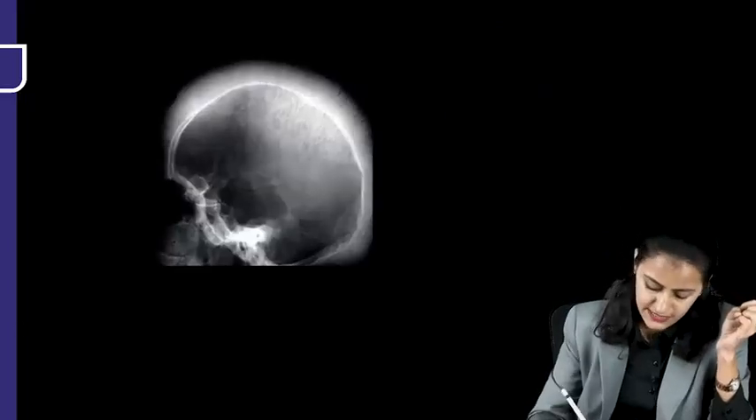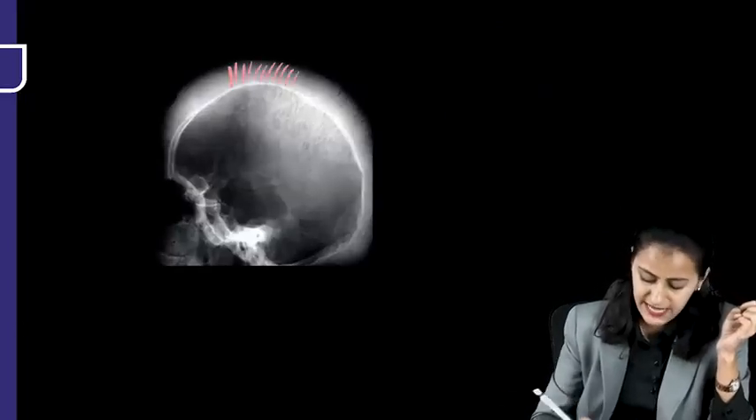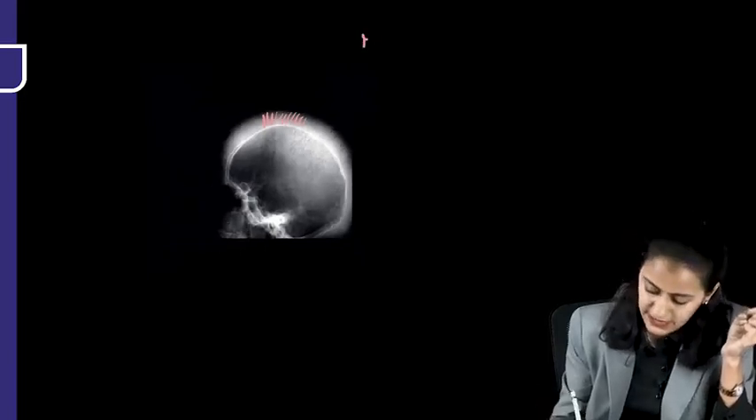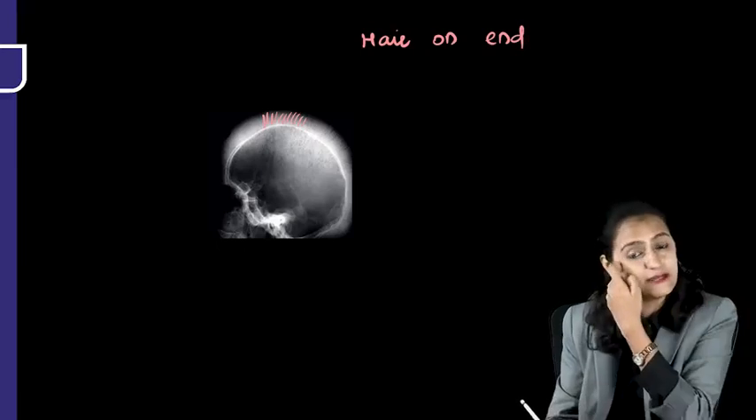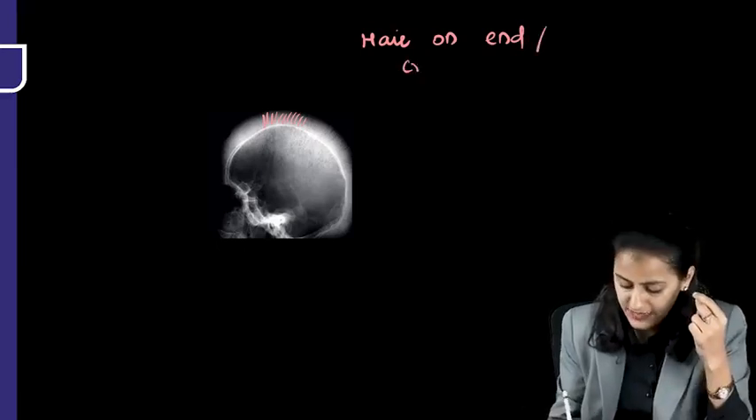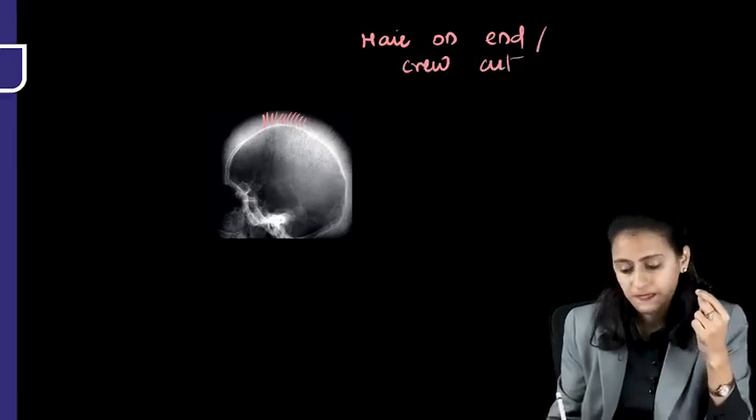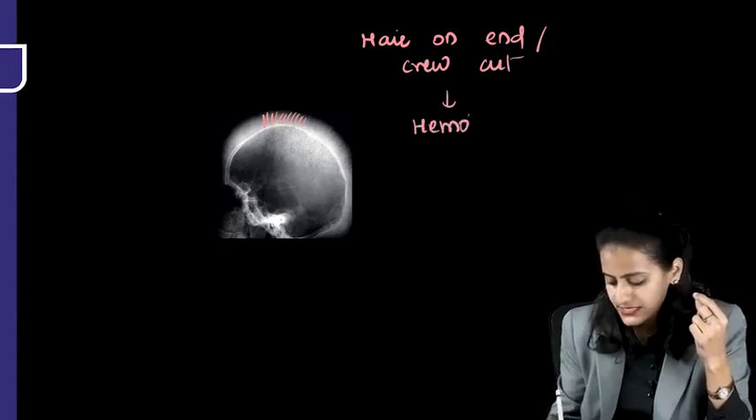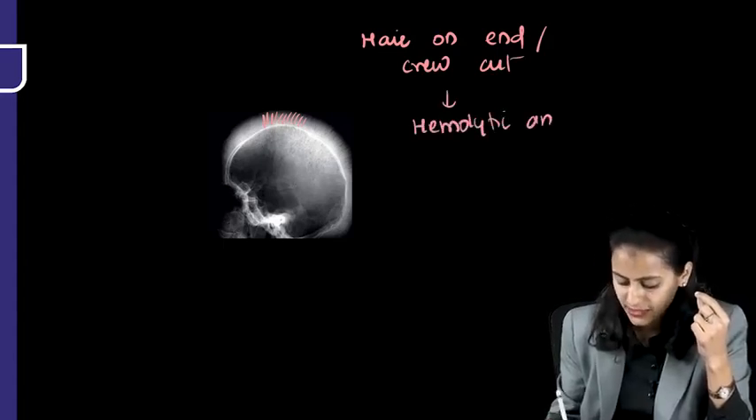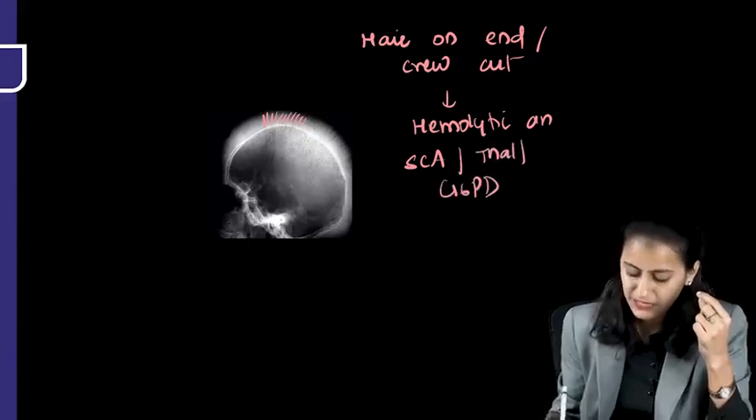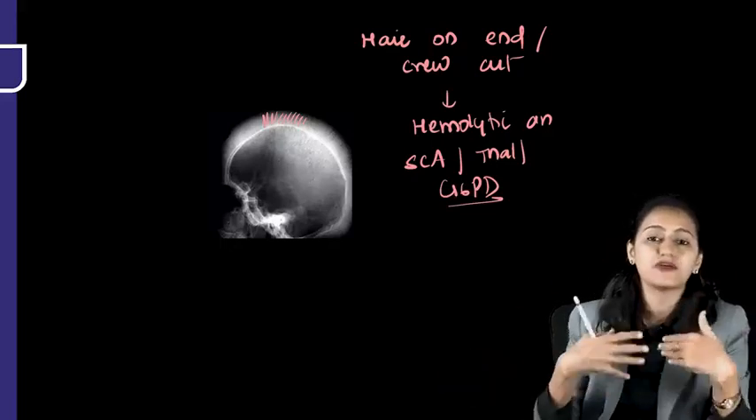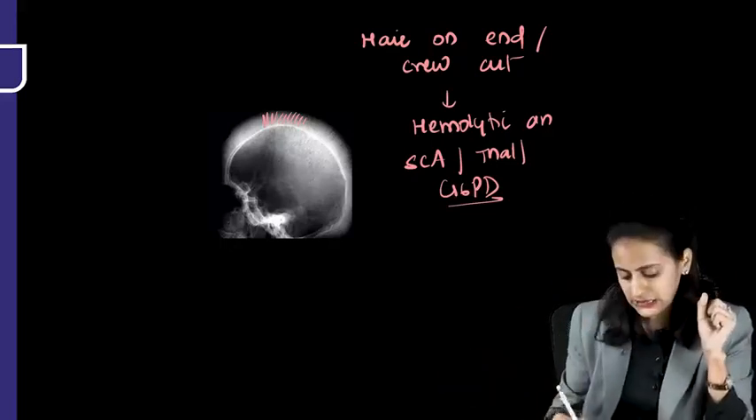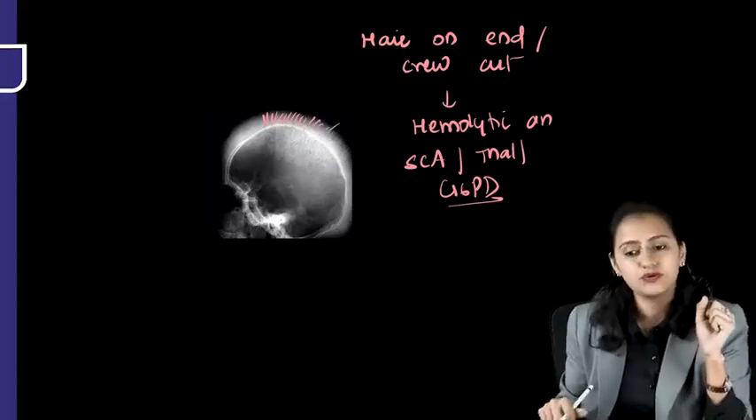Next one, what are we seeing here? So here we are seeing the hair on end appearance of the skull, very, very frequently asked. Hair on end appearance of the skull is also called as the crew cut appearance of the skull, which is seen in hemolytic anemia like sickle cell anemia, thalassemia or G6PD deficiency. Because of the hemolysis, the compensatory hematopoiesis makes the bone thick along with the prominent trabeculae, that is hair on end.